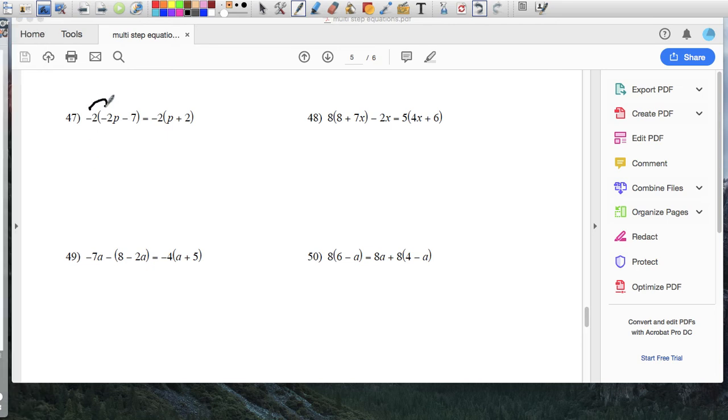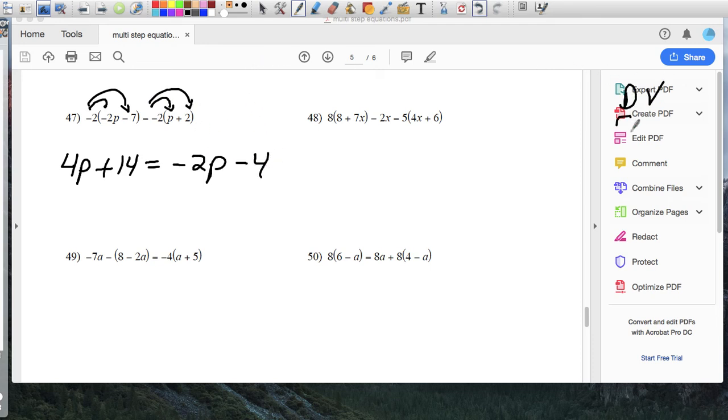Distributive property, negative times a negative is a positive. Negative times a negative is another positive. Negative times a positive is a negative 2p. And negative times a positive gives you -4. Distributive property, check. Combine like terms, check, because there's nothing to do.